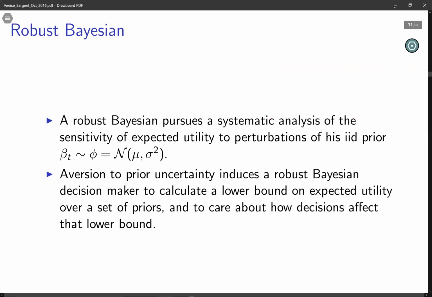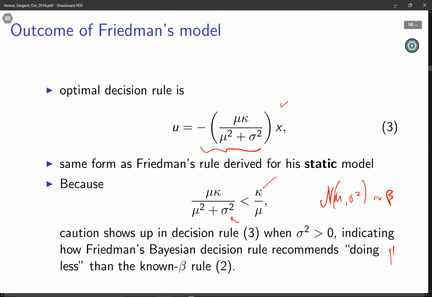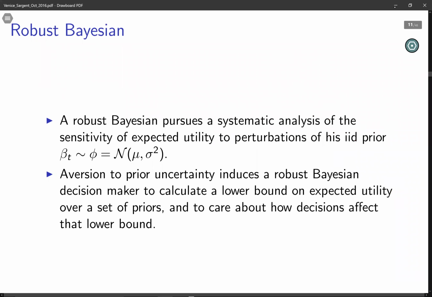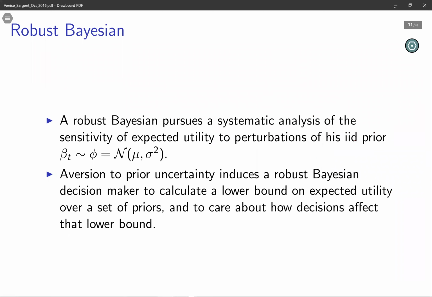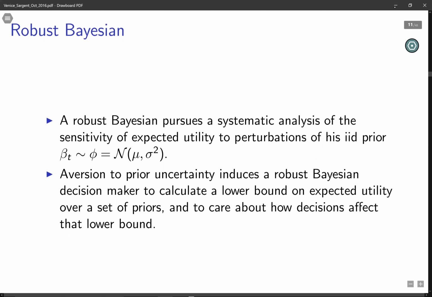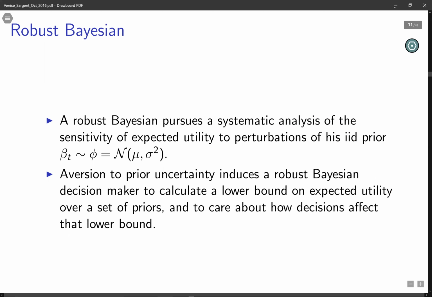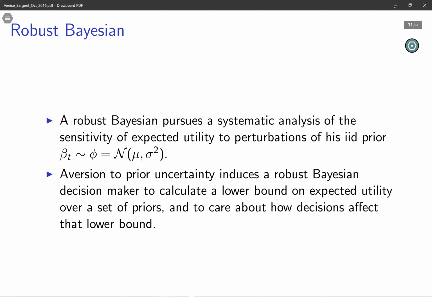Okay, so we're going to have a robust Bayesian. This robust Bayesian buys into this structure, though I guess he's not a Bayesian, because he does not have a unique prior, and he doubts his prior. He's going to say he doesn't trust his IID prior. What he's going to do is construct a set of priors that are nearby, as measured by a particular measure of discrepancy, entropy.